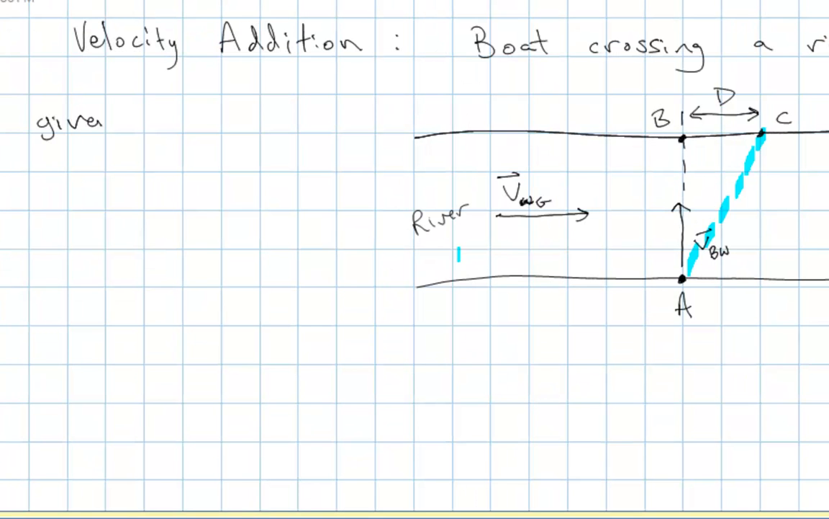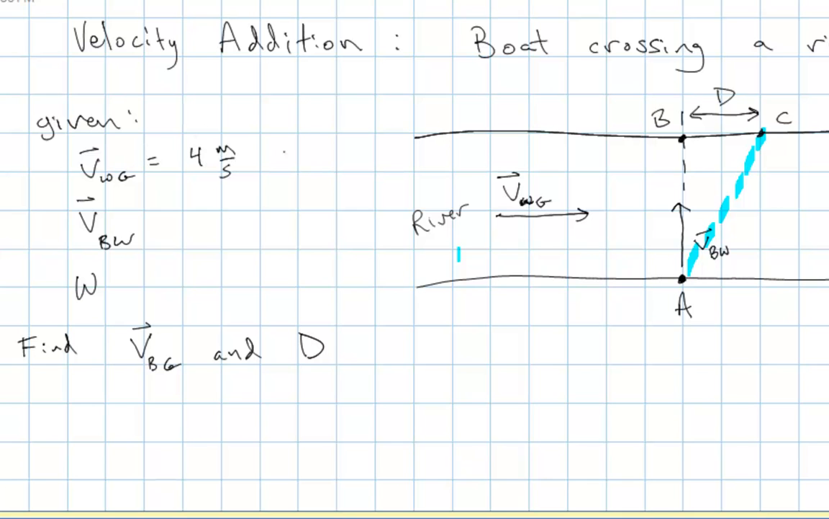Given VWG, V boat water, and the width of the river, find the velocity of the boat with respect to the ground and the distance downstream where the boat ends up touching shore. Okay, let's put some numbers in here. The velocity of the water with respect to the ground, let's make that 4 meters per second.